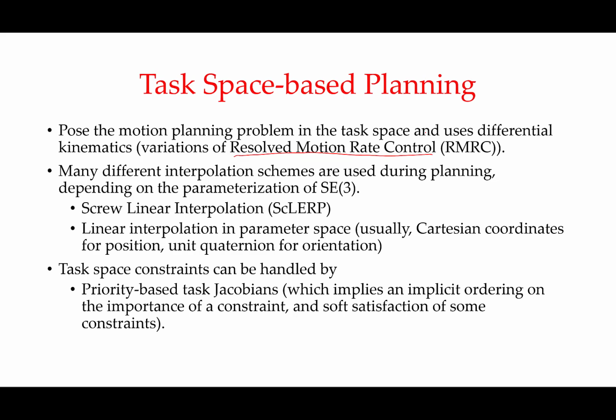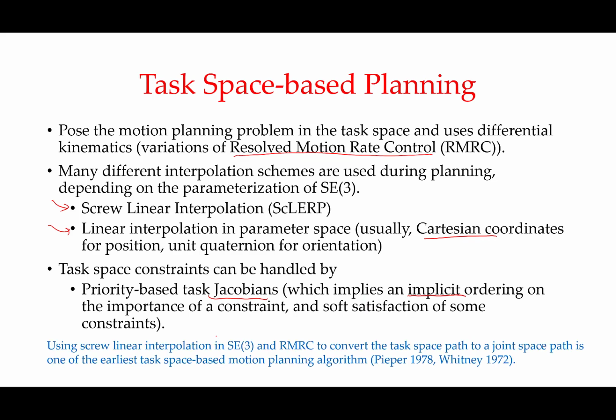There are many different interpolation schemes that are used during planning. Two particular interpolation schemes that would be of interest to us are the screw linear interpolation and the linear interpolation in parameter space, where SE3 is parametrized by a 7x1 vector with 3 Cartesian coordinates for position and a 4x1 vector of unit quaternion for orientation. We will discuss these two techniques in more detail later. In these methods, task space constraints can be handled by using priority-based task Jacobians. This implies an implicit order on the importance of a constraint and hence soft satisfaction of some constraints.